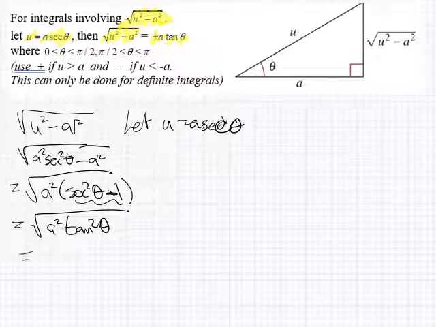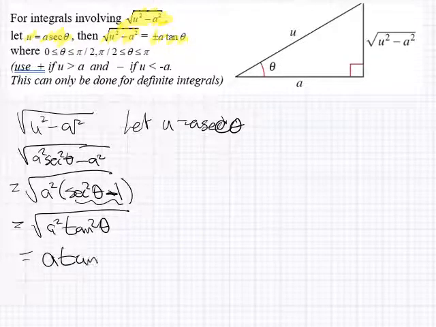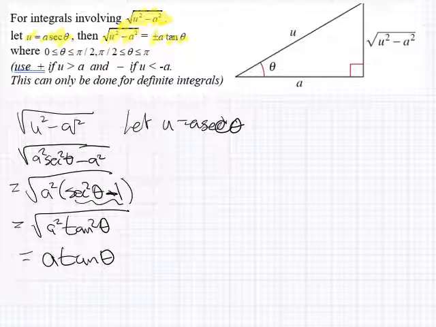Square root both of those, and you get your a tan theta. Now, as far as the plus and minus goes, what it says is that if u is greater than a, we use the plus. If u is less than negative a, we use the minus.